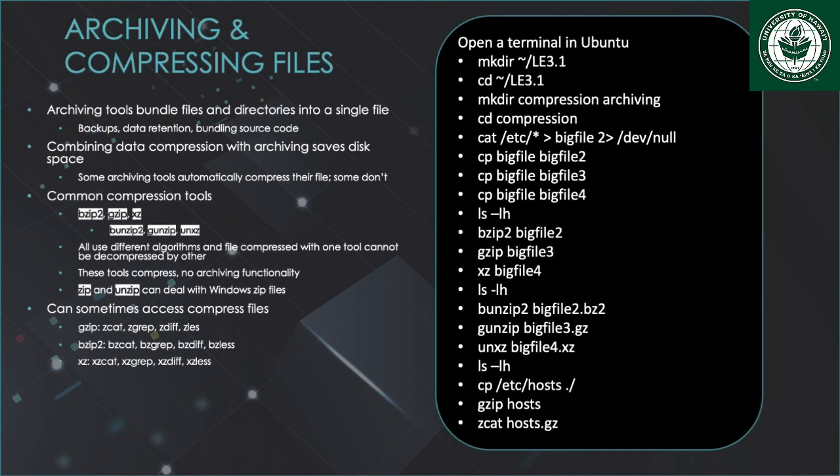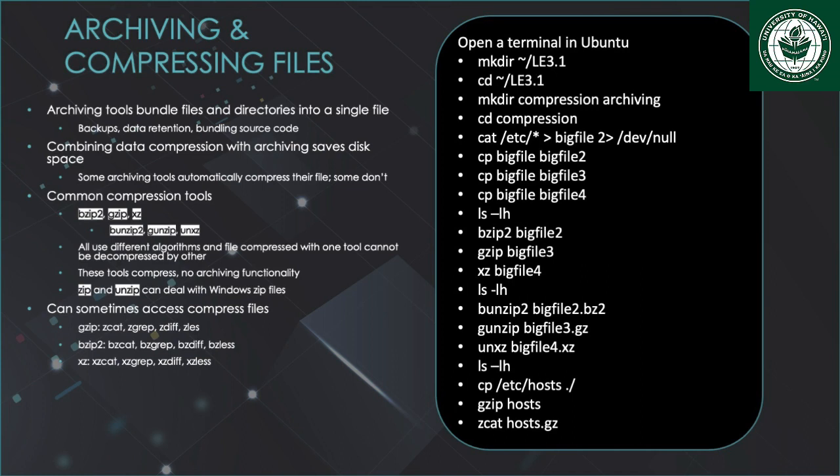Oh, and those pesky zip files that are sent by Windows users, or you have to send to Windows users, Linux can handle those too using the zip and unzip commands. Now, finally, the main compression tools listed here also have some ability to access compressed files without having to decompress the entire file, using commands like zcat, zless, and zgrep if you're using gzip, and the other commands identified here on the slide if using bzip2 or xz.